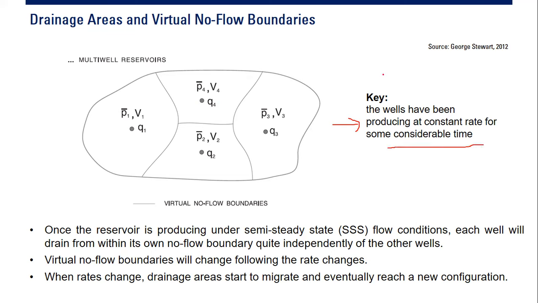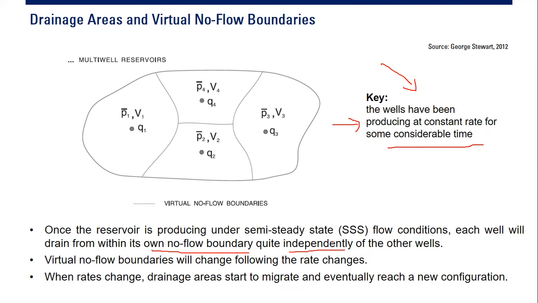All right. So it's the practical key, but in theoretical terms, this reservoir has reached semi-steady state condition or pseudo steady state condition. All right. And you can see, we can read it together. So once the reservoir is producing under semi-steady state or pseudo-steady state flow condition, each well will drain from within its own no-flow boundary, quite independently of the other wells. So each well will establish their own drainage area.